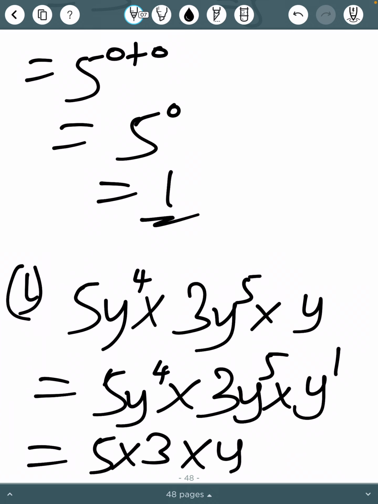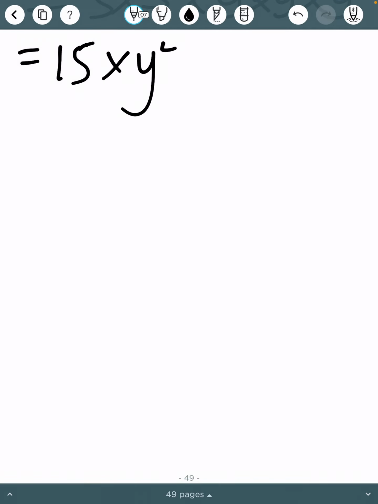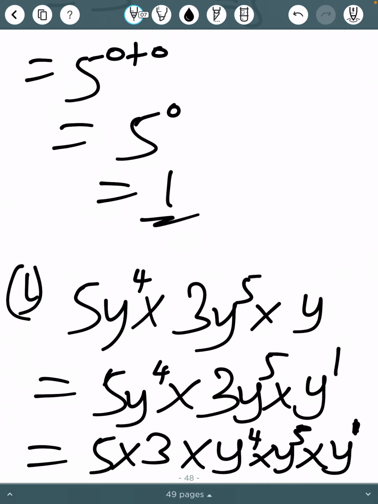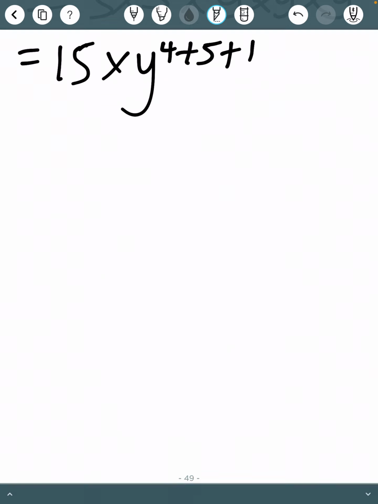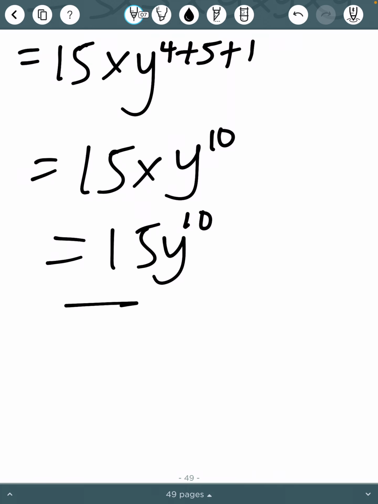5 times 3 times y raised to power 4 times y raised to power 5 times y raised to power 1. 5 times 3 gives what? 15 times y raised to power 4 plus 5 plus 1. Since they are all multiplied, I can just add their indices of 4 plus 5 plus 1. That gives 15 times y raised to power 10. So 15y raised to power 10.